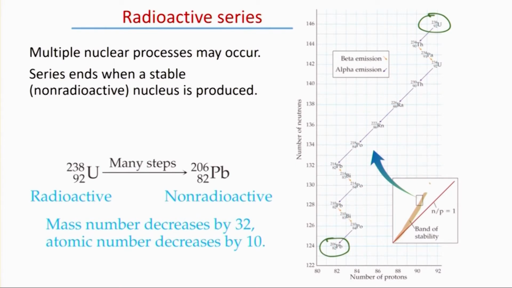So the mass number overall decreased by 32 and the atomic number decreased by 10, undergoing both beta and alpha decay. So here's an alpha decay, and then a couple betas, more alpha decays, all the way down. So these are all different radioactive isotopes, which also then start decaying. In the end, it will stop when it hits a non-radioactive isotope. So this is called a series, since it's not just one step, it takes many steps for it to get there.